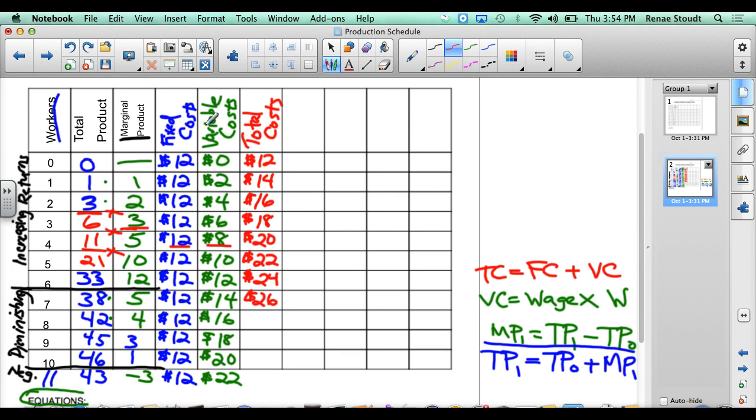At 8 workers, 12 plus 16 will give you 28. At 9 workers, 12 plus 18 will give you 30. At 10 workers, 12 plus 20 will give you 32. And lastly, for 11 workers, 12 plus 22 will give you 34. All right, that's our total costs. Okay, now comes the hard one, marginal costs.